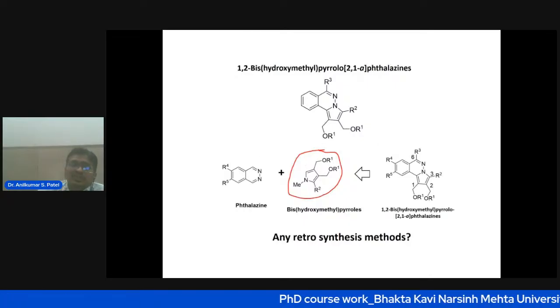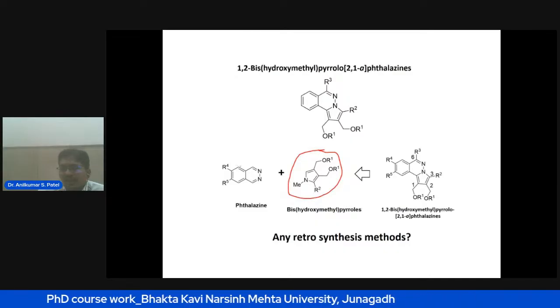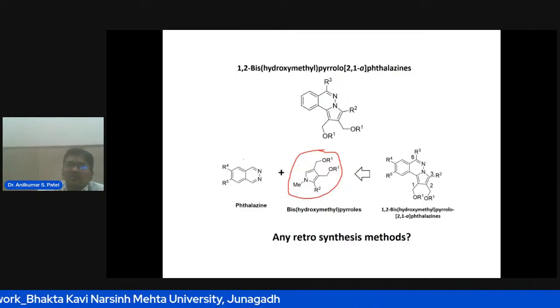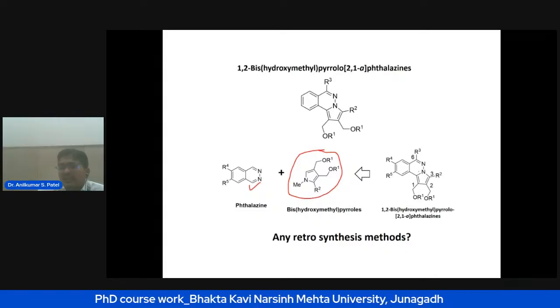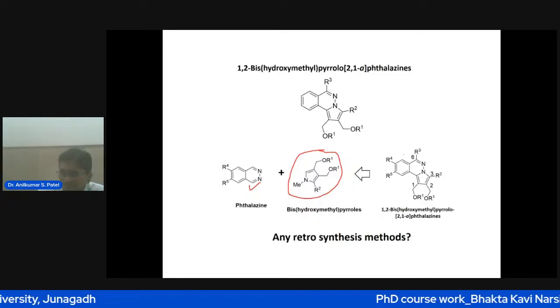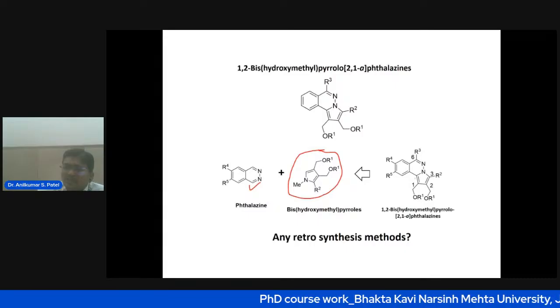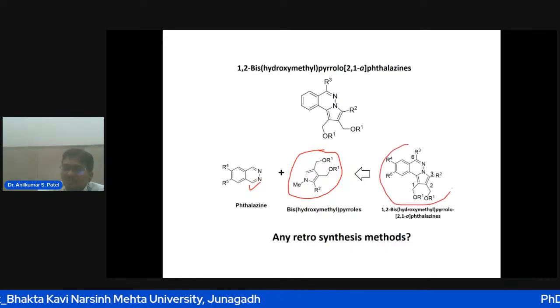We also have several references that phthalazine is very useful as a pharmacokinetic and pharmacodynamic pharmacophore for anti-cancer activity. So we have combined these groups, phthalazine as well as bis-hydroxypyrrole, and prepared the hybrid molecules as pyrrolophthalazine bis-hydroxymethylpyrrolophthalazines. So how can these molecules be synthesized? First, I have just represented the design, how we have designed these types of molecules.